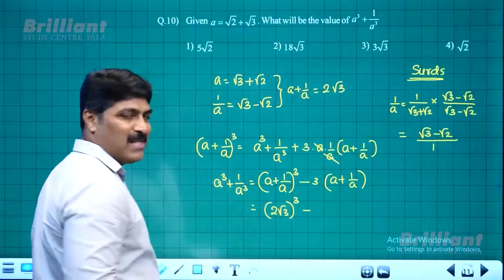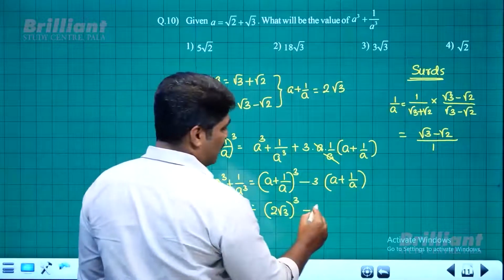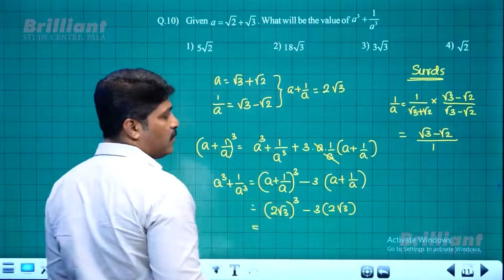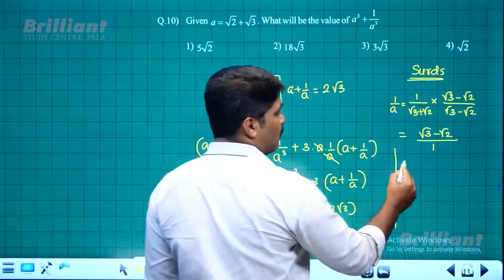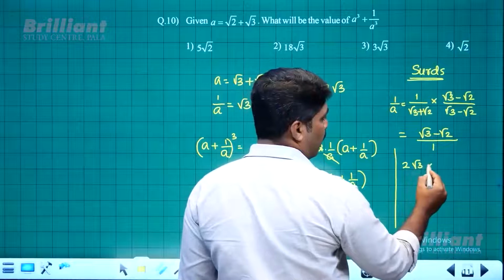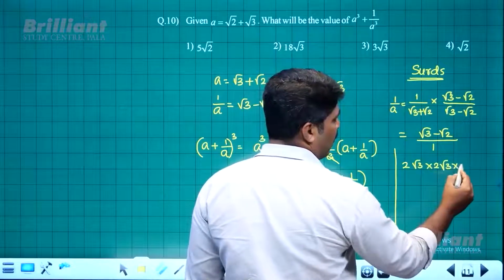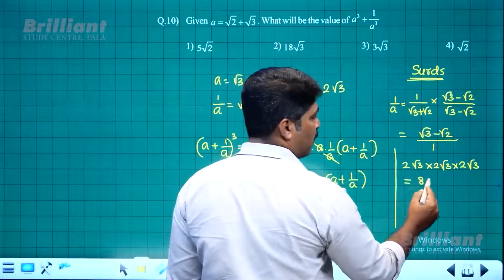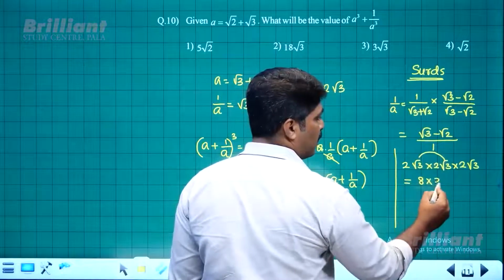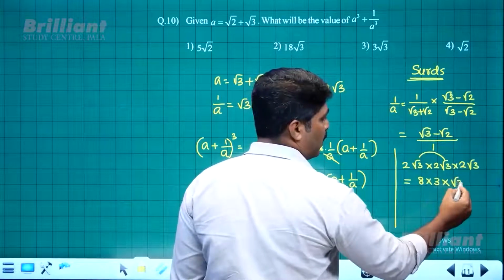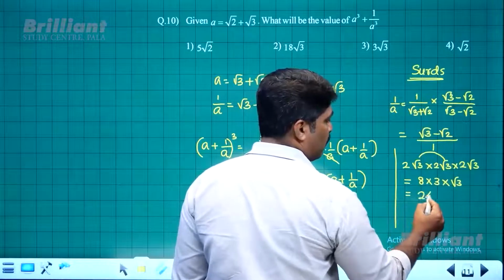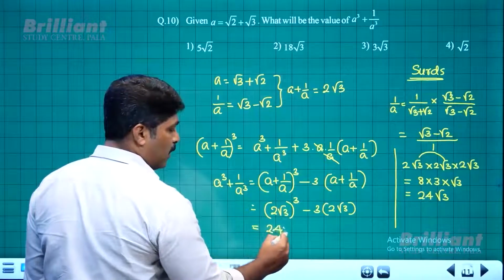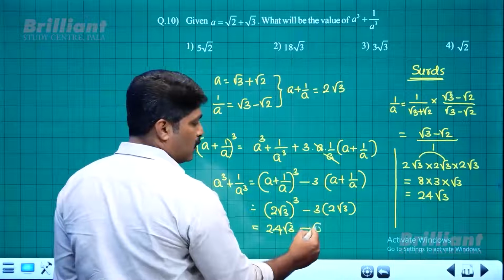So don't be afraid about such an expression. You can easily find it out. So this is 3 into 2 root 3. So how can we do (2 root 3) cube? That is 2 root 3 into 2 root 3 into 2 root 3. How will it become? 2 into 2 into 2 is 8, and root 3 into root 3 is 3, into 1 root 3 here. So that is equal to 24 root 3. So (2 root 3) cube is 24 root 3, minus this 6 root 3.